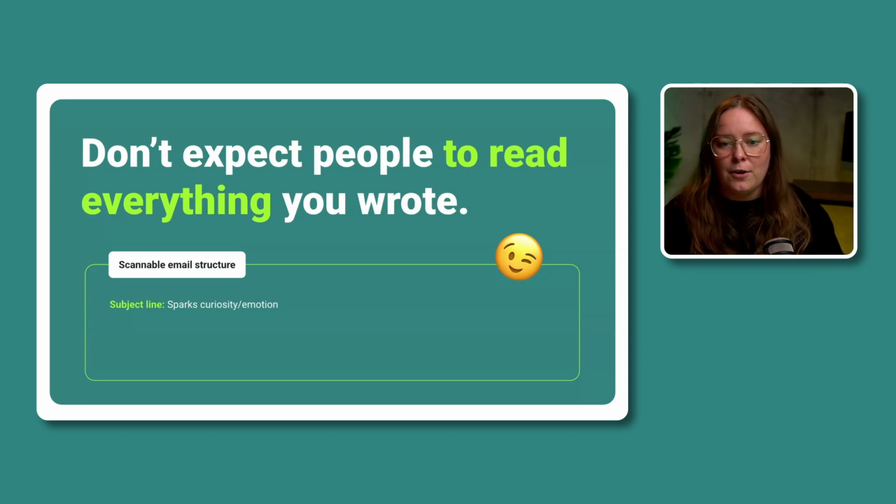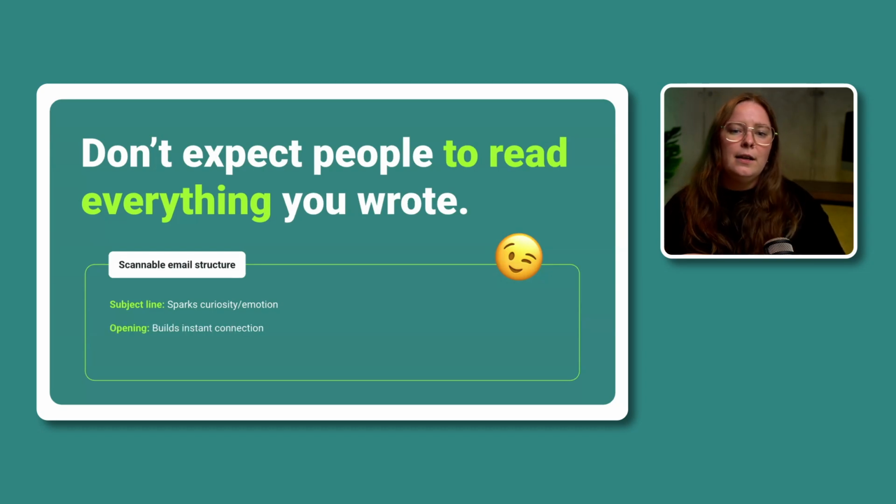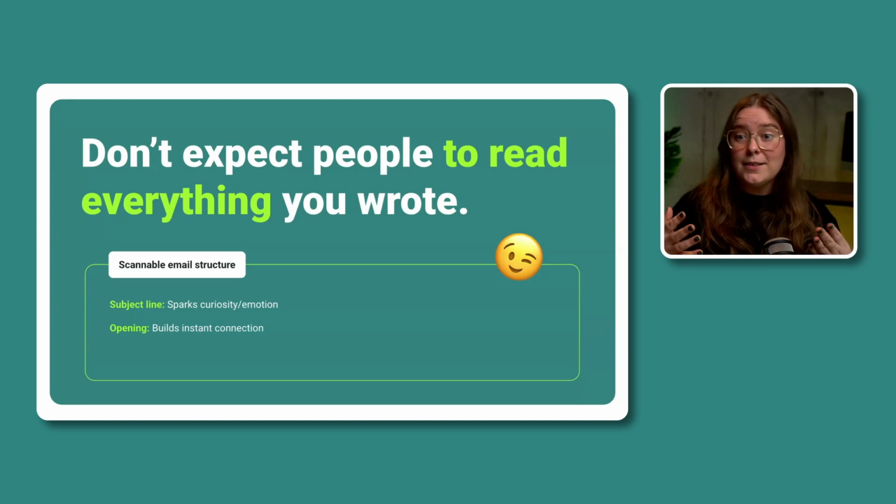First of all, of course, subject line. This is your gatekeeper. It has one job, get your email open. Use curiosity, specificity, or an emotional hook here. Opening line, it builds the bridge. It needs to make the reader feel understood. Something like, you are not the only one still figuring things out, works better than, we are so excited to announce this new product that we have.